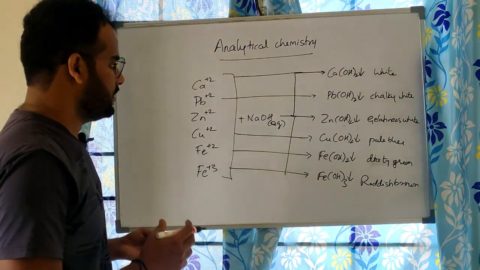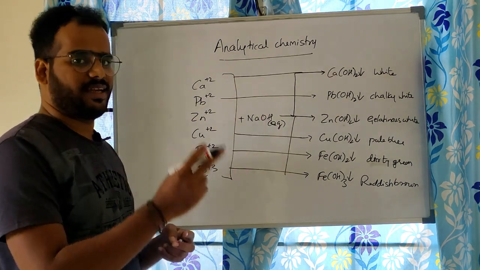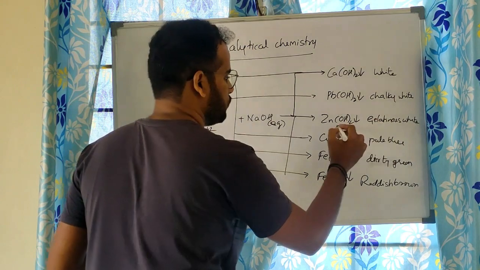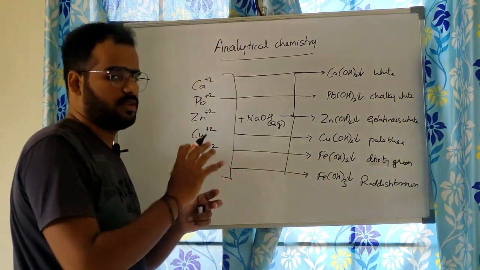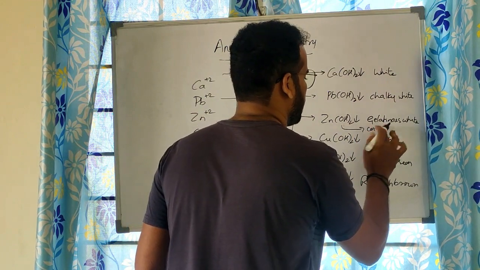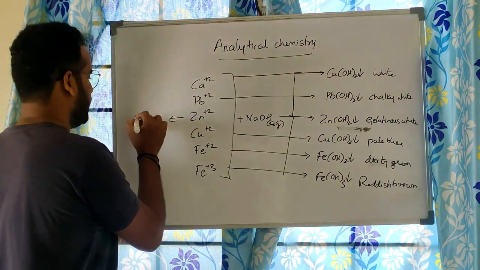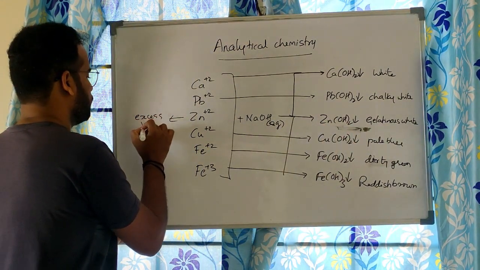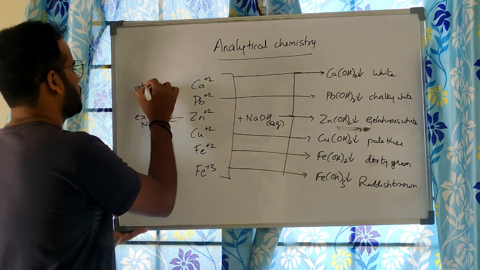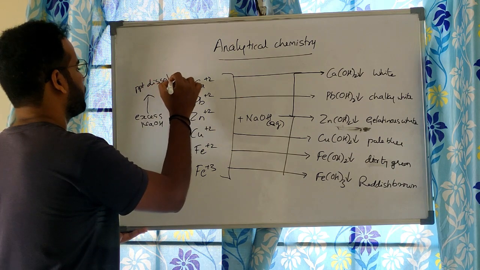Okay, and then when you add excess sodium hydroxide the second time, this zinc hydroxide precipitate will dissolve and become colorless again. Excess sodium hydroxide, the precipitate dissolves.